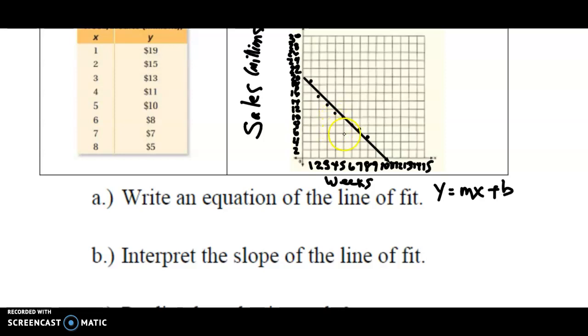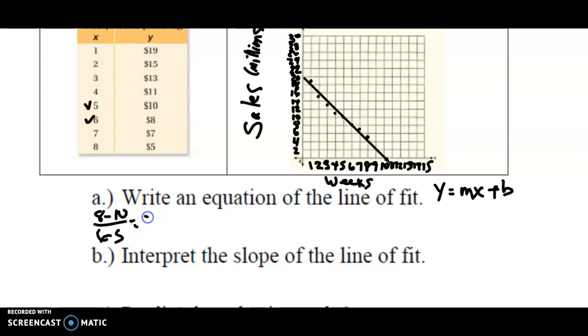What I look for is were there any points where my line of best fit went through the data, and we got lucky here. It went through 2 of them, so those are the 2 that I'm going to use. That's what it went through. Again, to find slope, it's y2 minus y1, so that would be 8 minus 10, and x2 minus x1, which is 6 minus 5.